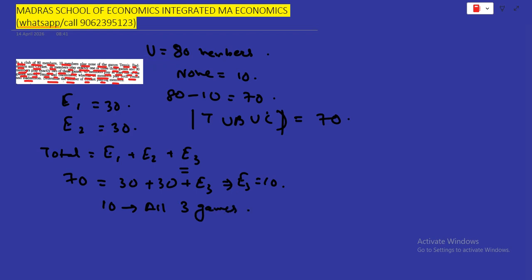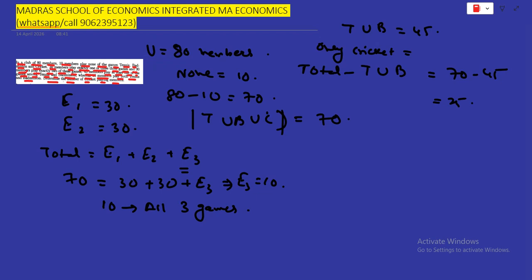Now the problem says 45 members play at least one of tennis or badminton. So we can say that T union B is definitely 45. And if the total active people is 70 and those involved in tennis or badminton is 45, who are the rest? Only cricket. So total active minus T union B, that is 70 minus 45, that is 25.